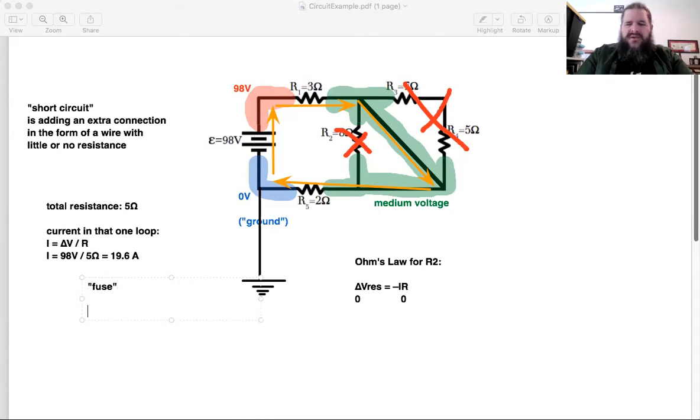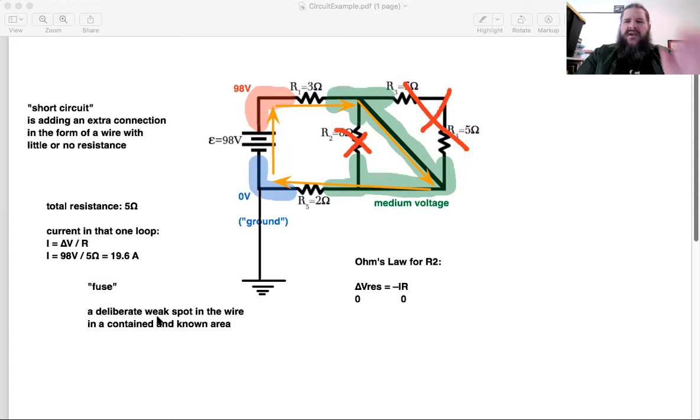A fuse is basically just a piece of wire that's deliberately weaker. Specifically, a deliberate weak spot in a contained area. A contained and known area.